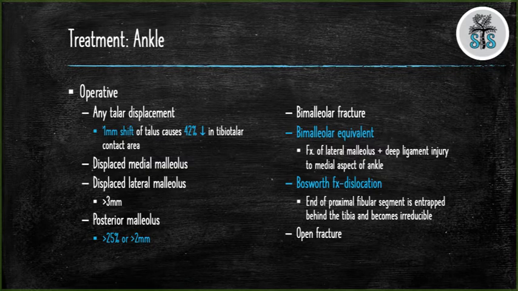In our first case, we discussed an example of a bimalleolar equivalent ankle fracture. Bimalleolar equivalent ankle fractures are defined as a fracture of the lateral malleolus and injury to the deltoid ligament of the medial ankle. A rare type of ankle injury is known as the Bosworth fracture dislocation, in which the proximal aspect of the distal fibula is trapped behind the tibia and is irreducible. Lastly, if the ankle fracture is open, it requires surgical intervention.